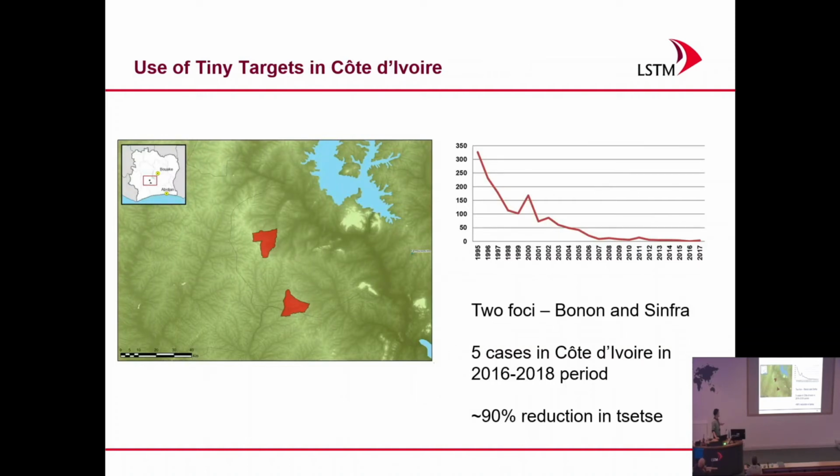Also part of the project is Ivory Coast. Here they are working in 2 foci, Bonon and Sinfra. These are relatively small areas, but have very high population densities. And the use of tiny targets here has been really effective and seen over 90% reduction in tsetse numbers over the course of the project. Sorry, the graph here shows the cases, the label's missing. And so you can see from the graph as well that the number of cases in Ivory Coast is also decreasing and is extremely low now. In the 2016 to 2018 period, they only had 5 new cases. And they will also submit an elimination dossier to WHO this year.